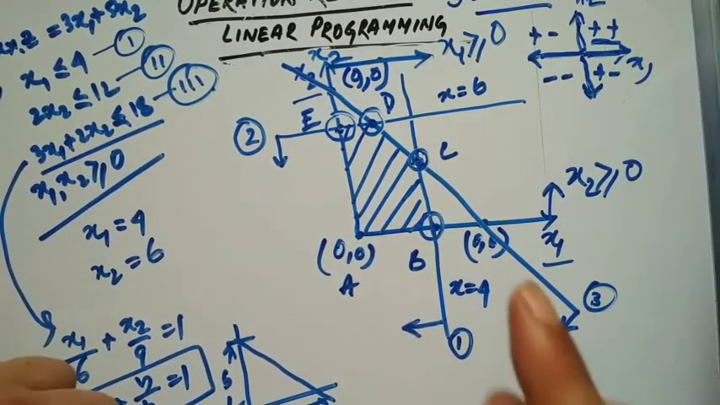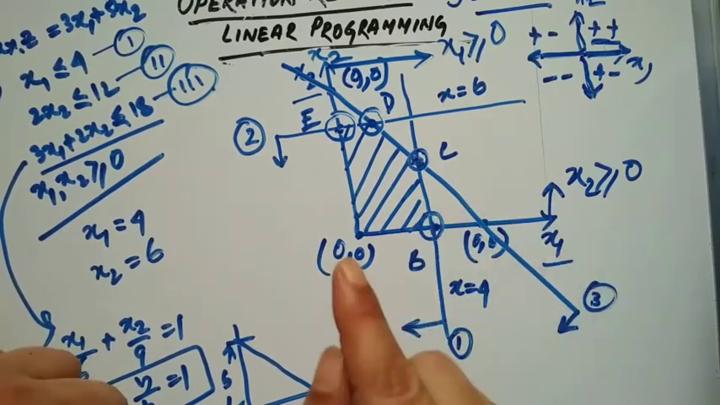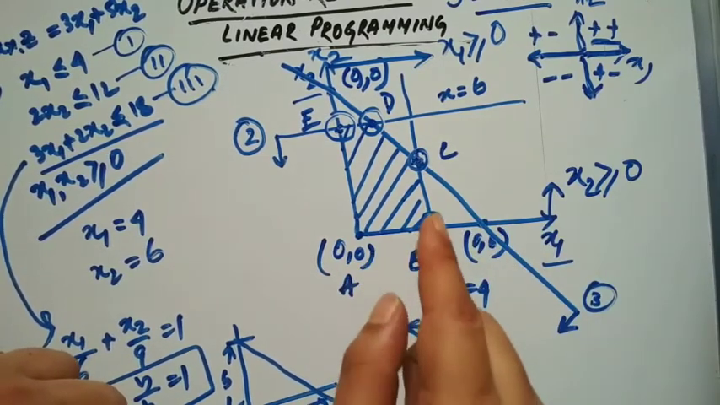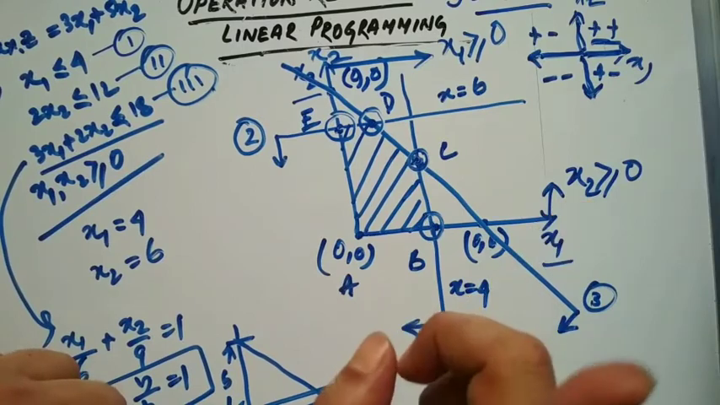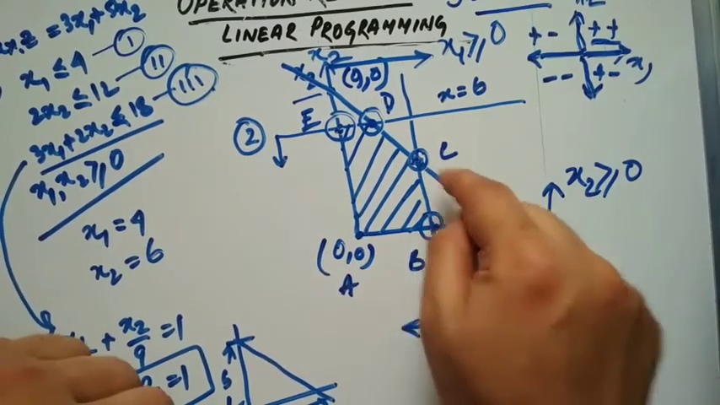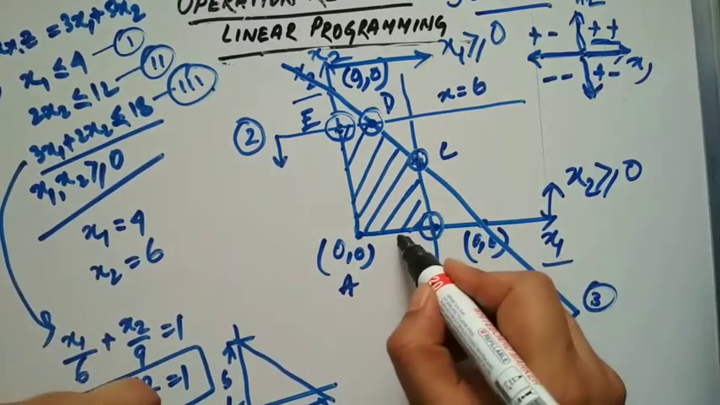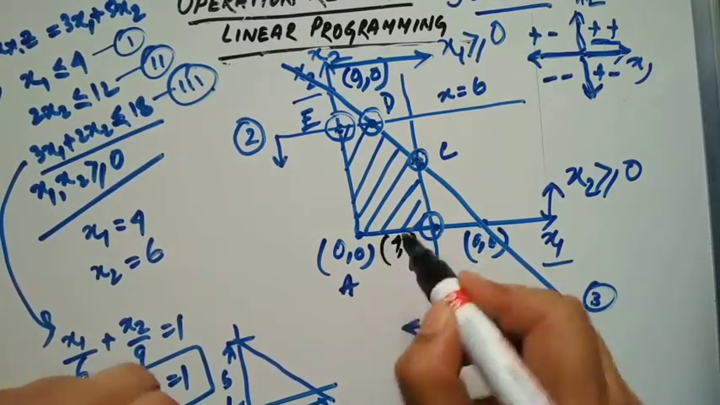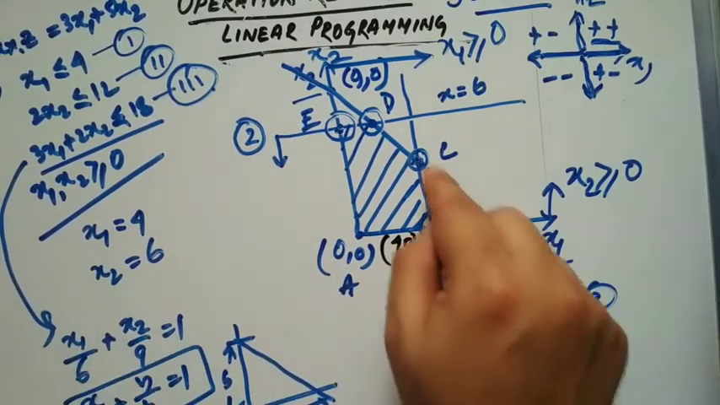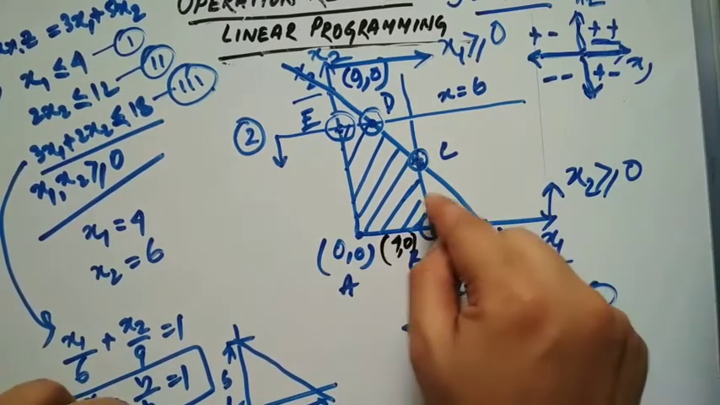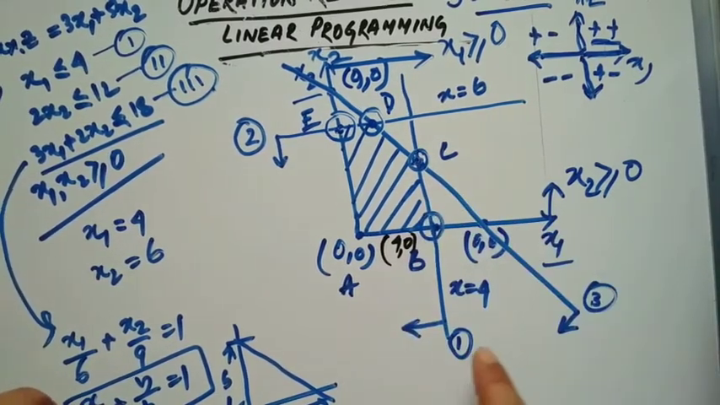Now for these 5 corner points, you have to check which point gives you the optimal solution, that is the best solution. Now how to calculate? Already we have these coordinates. This is 4,0. This is 0,0. Now how to find this coordinate? You already know, these two lines intersect. Which lines? 1 and 3.